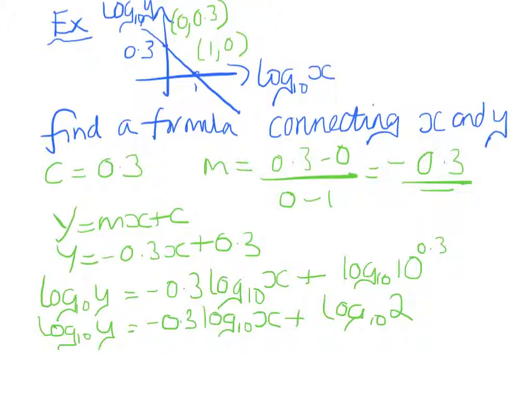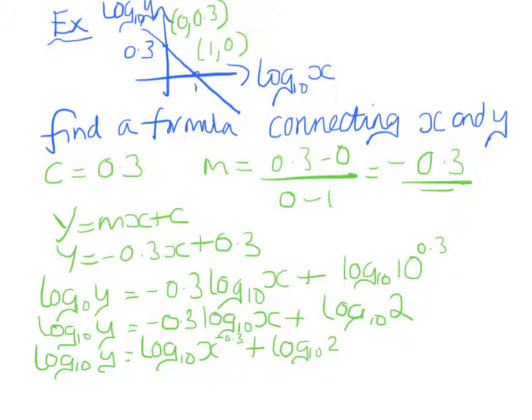What I'm going to do now is this negative 0.3 is at the front, so using our third law of logs, I know that I can move this to be an exponent of x. So it's going to say log base 10 y equals log base 10 x to the power of negative 0.3 plus log to the base 10 2.